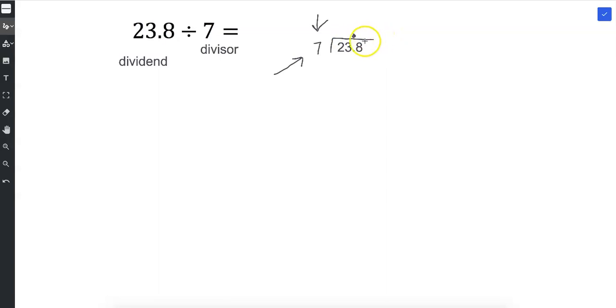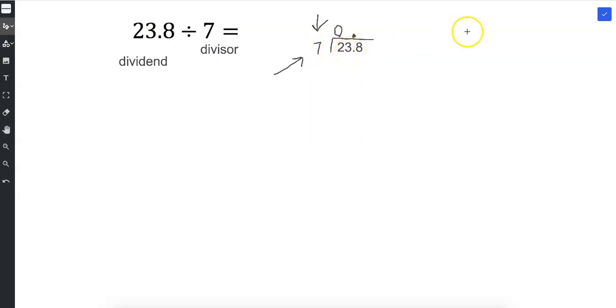So now we ask ourselves, just ignore the 3 and the 8 and just focus on the 2. How many times does 7 go into 2? Well, 7 is larger than 2, so it goes into 2 0 times. Now let's ask ourselves, all right, about the 23, not the 2. Now we're asking about the 23. How many times does 7 go into 23?